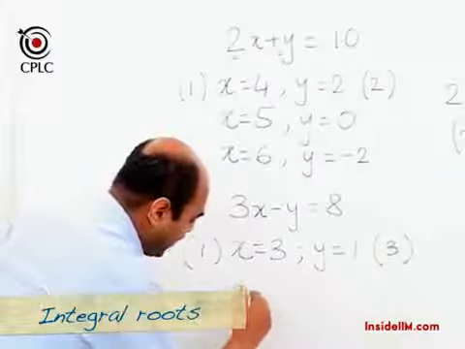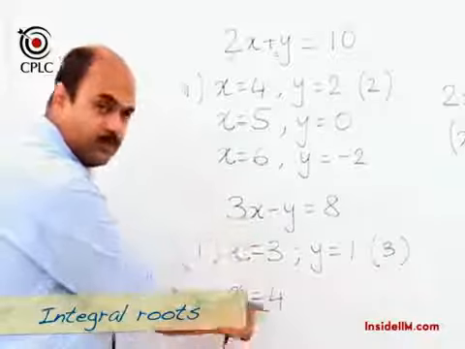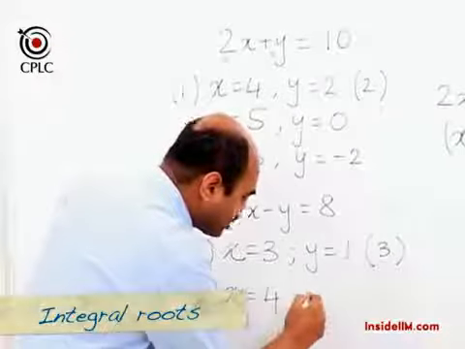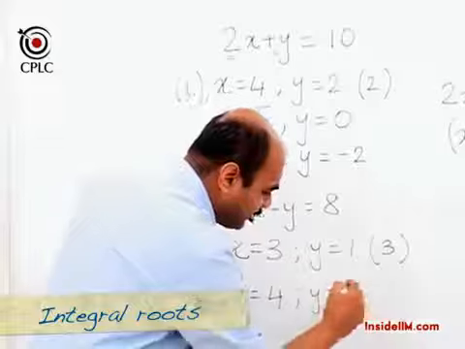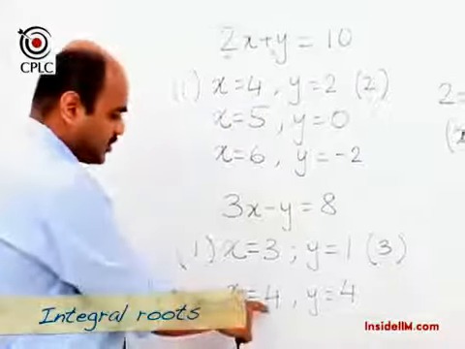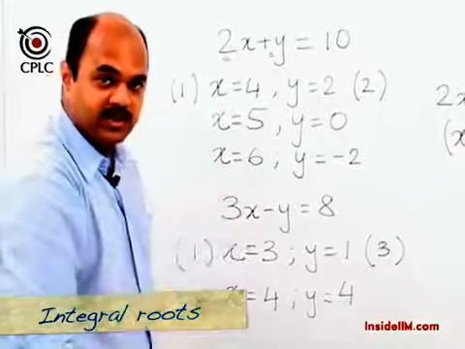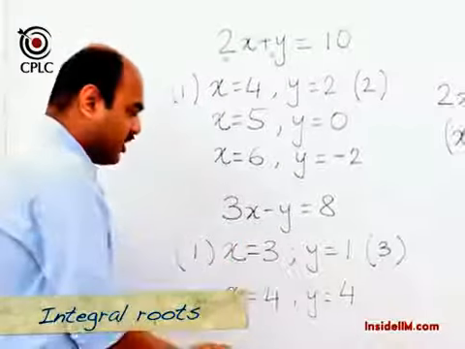So if we change x to 4, that means 3 into 4 would become 12. y has to increase by 3, which means y would become 4. And now if we substitute x equal to 4 and y equal to 4, we notice that it satisfies. We can move on in this manner.